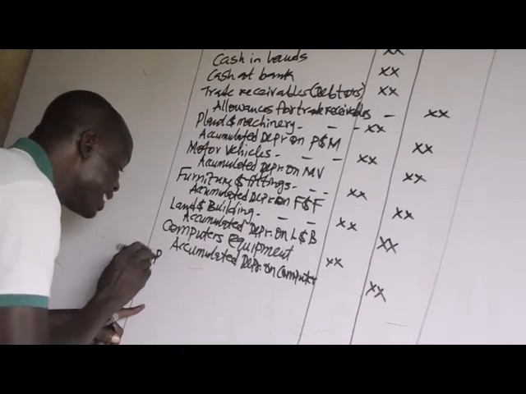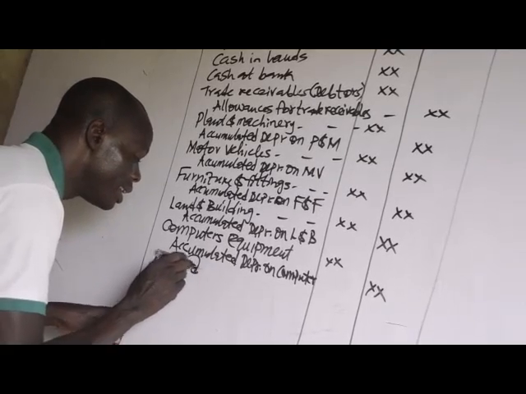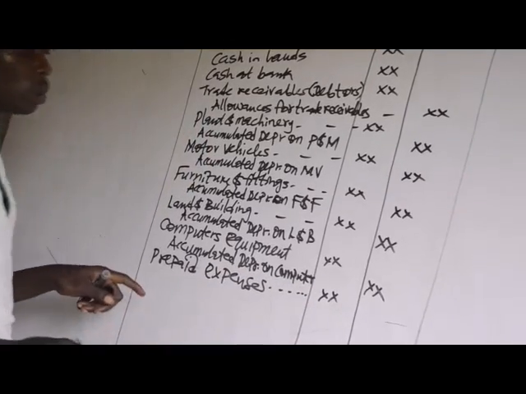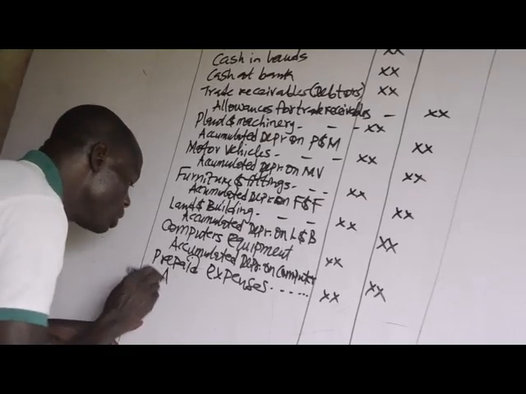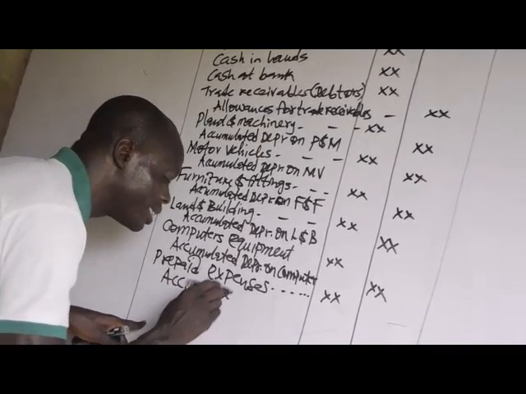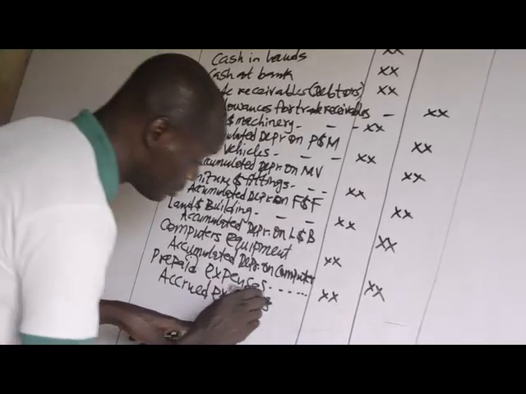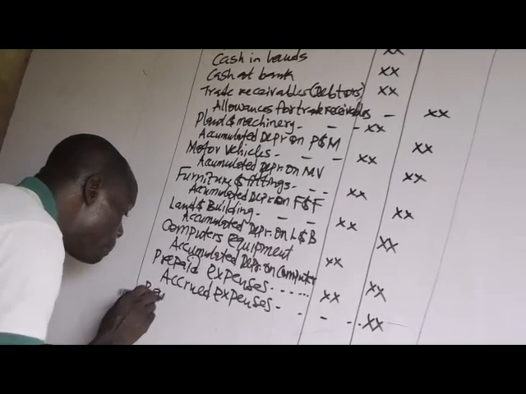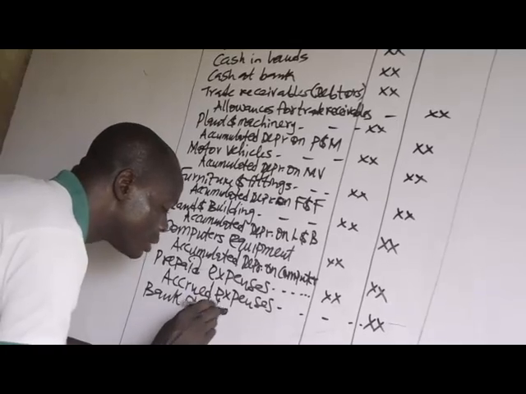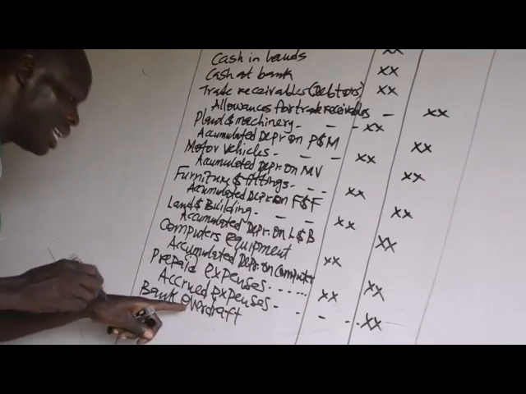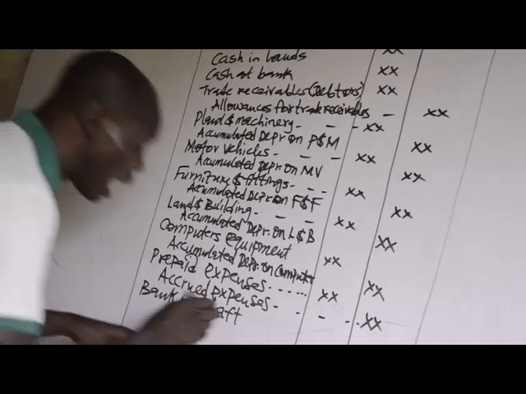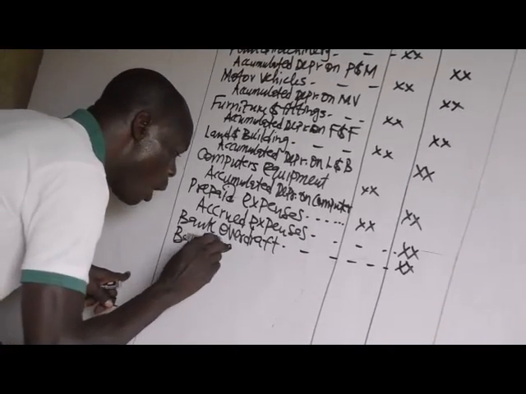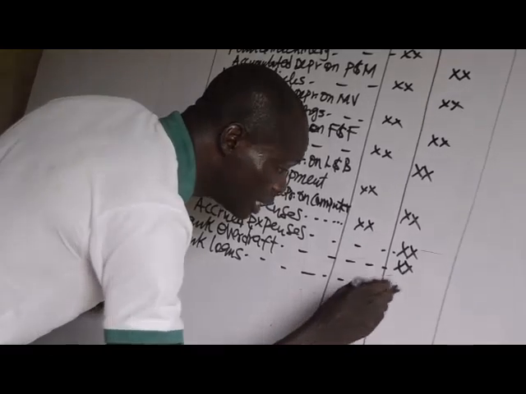Then prepaid expenses, or payment in advance, is an asset. Being an asset, it will take a debit entry. Accrued expenses, or accruals, is a liability. Being a liability, it will take a credit entry. Bank overdraft is a liability, it will take a credit entry. Bank loans is a liability. Being a liability, it will take a credit entry.